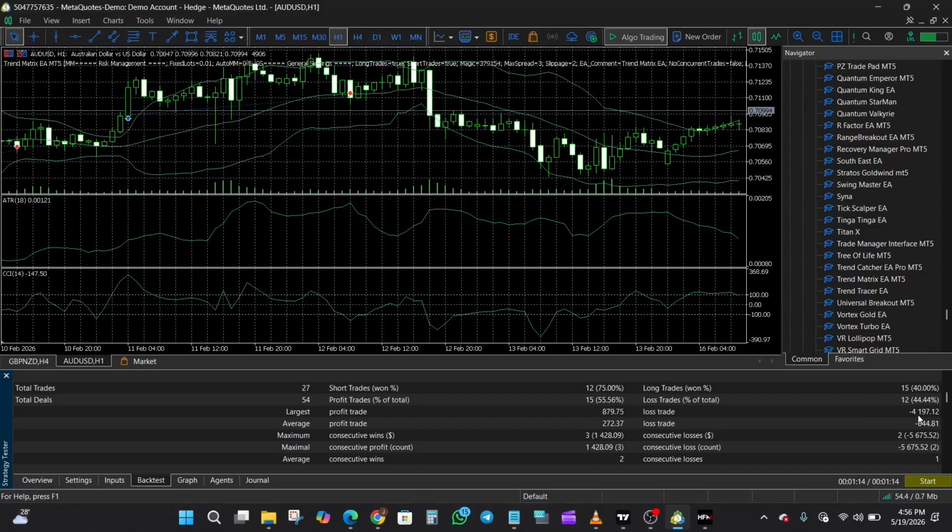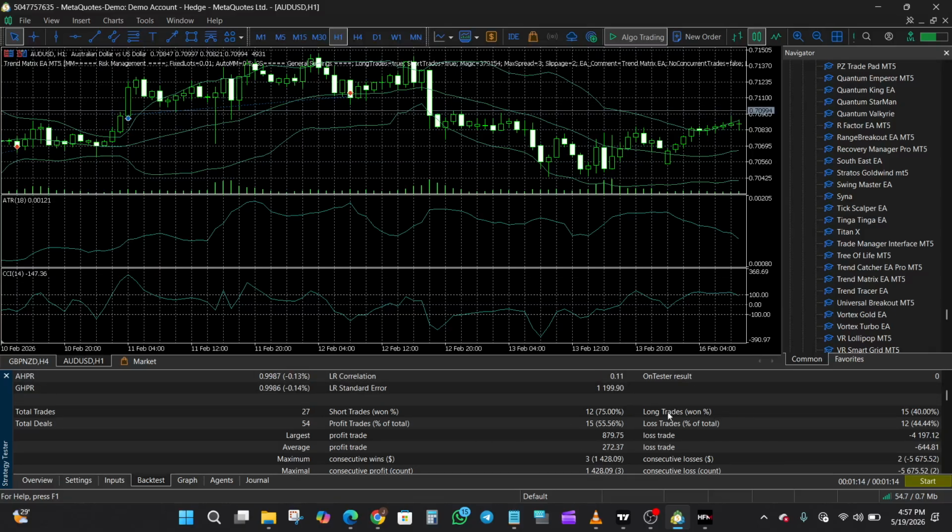a whole $4,197.12. So this tells me that the risk to reward ratio is bad. The average profit is $272.37, and the average loss $644.81. Okay, so this confirms that the risk to reward ratio is actually bad.